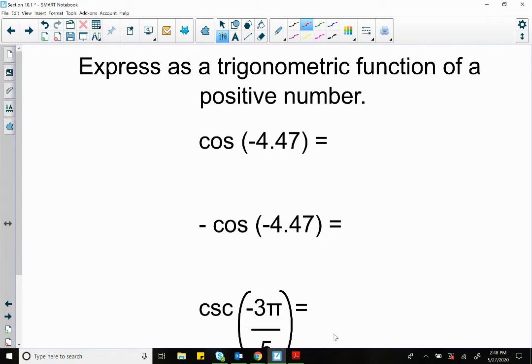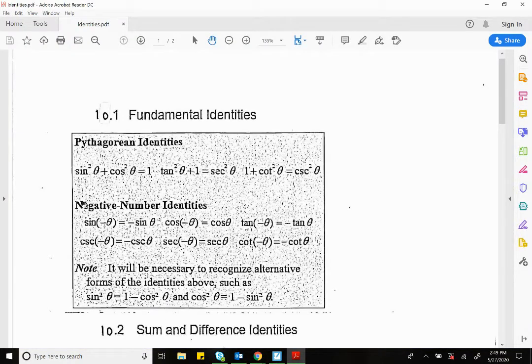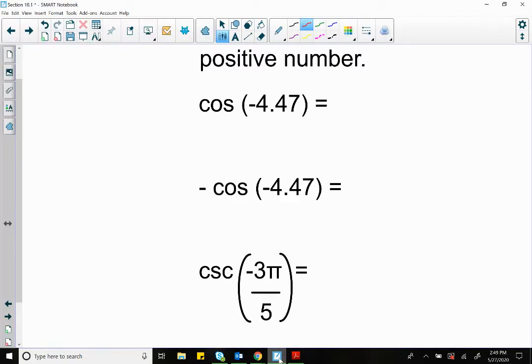So go ahead, pause this video, and see what you think. Again, remember, I gave you a sheet that talks about negative number identities. Pause the video and give it a shot. Go.